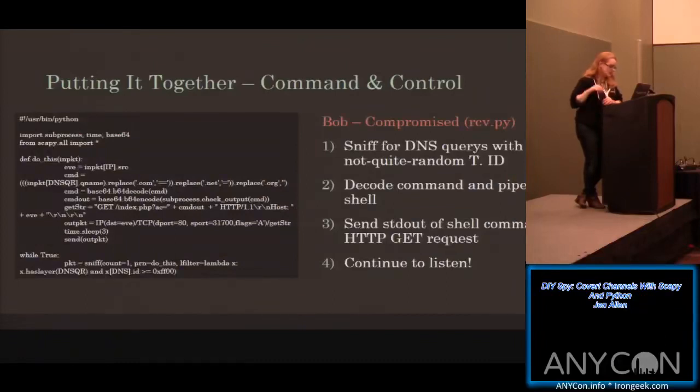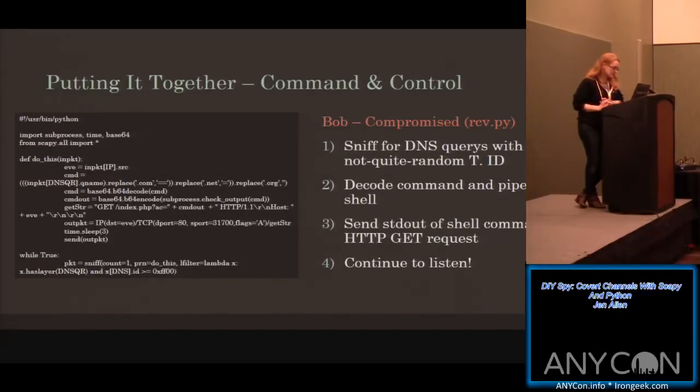Next, Bob, the compromised host, has another short piece of code on it, receive.py. We are sniffing for DNS queries with our not quite random transaction ID. So you can see if you drop down to the bottom, while true, packet equals sniff, count equal 1, prn equal do underscore this, meaning if you catch a packet that matches the lambda filter, then do this function.